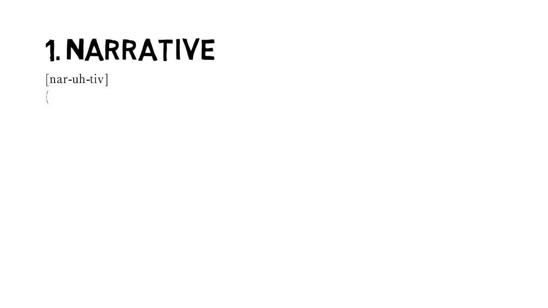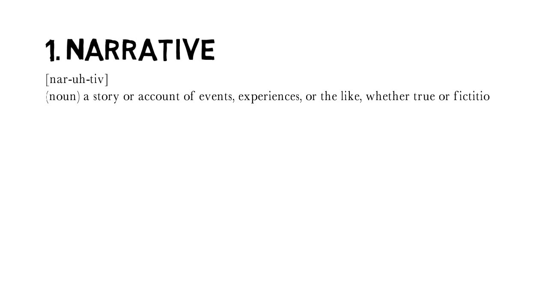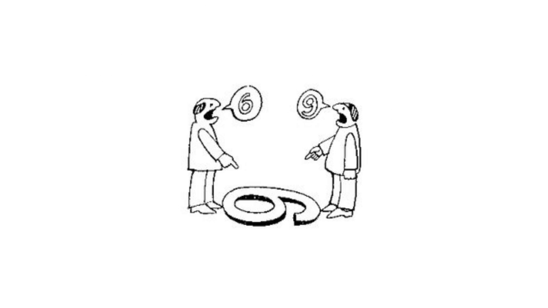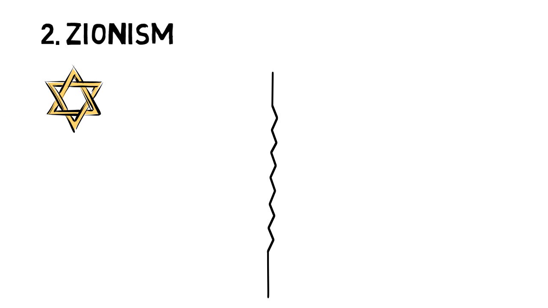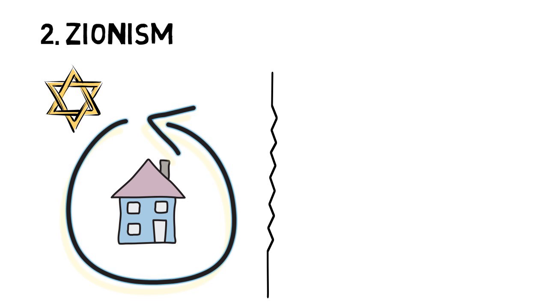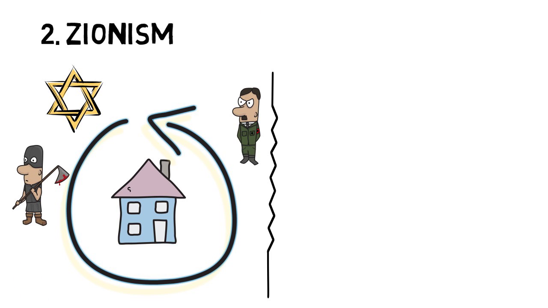A narrative is a story or account of events, experiences, or the like, whether true or fictitious. The interpretation of various events and concepts throughout the history of Israel-Palestine has created two totally different narratives, both contradicting one another. One example is Zionism. According to the Israeli narrative, Zionism is the belief in the legitimacy of Israel as a national home for Jews around the world, in which they can be completely safe and implement their right of self-determination.